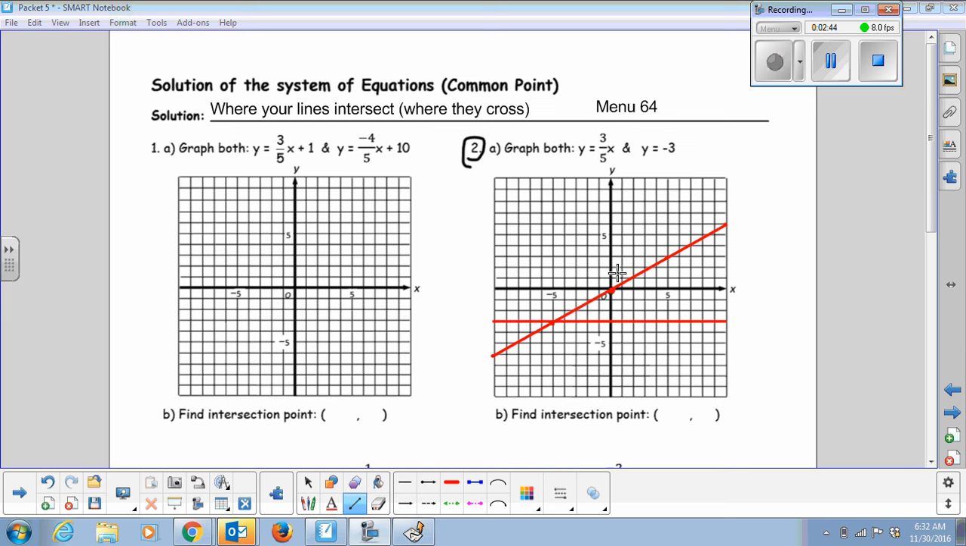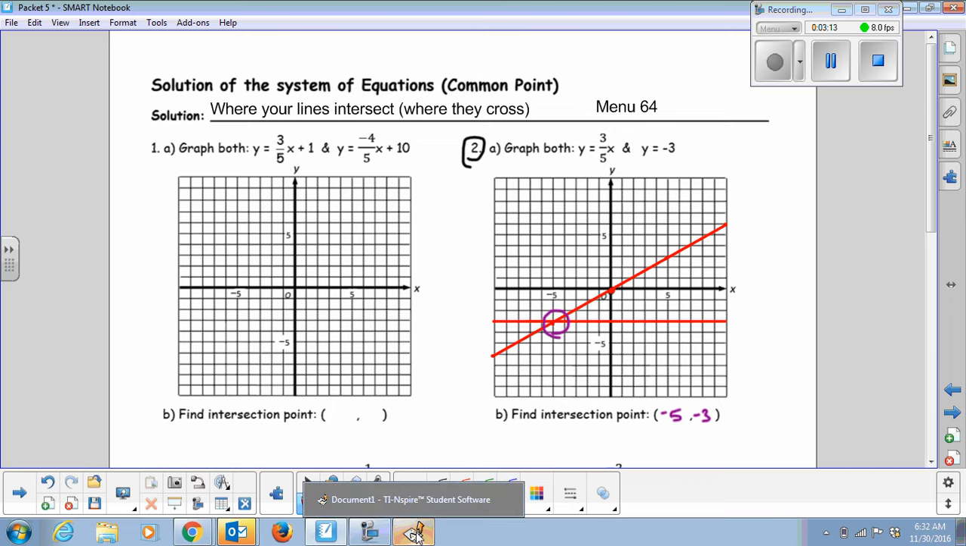And now all that's left to do is to find this intersection point. Now sometimes it's perfect, like right here, this is a good point. My point of intersection happens right here, and that's at -5, -3. But sometimes it's like a decimal or it doesn't look perfect, or maybe you didn't draw your lines well. So I want you to double check all of these with your calculator.